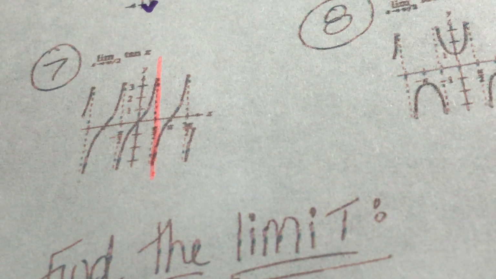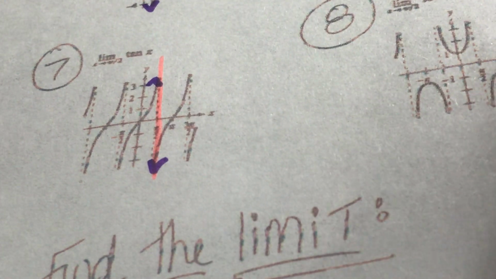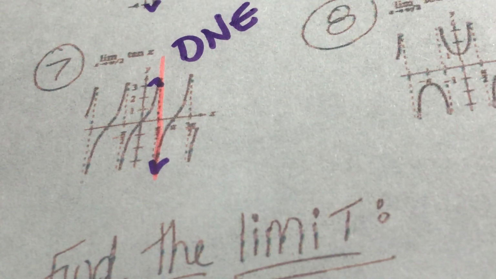Pi over 2 is this asymptote right here. And on the left, the graph is going up forever, and on the right, it's going down forever. So again, the limits do not agree on the left and the right, so it does not exist.